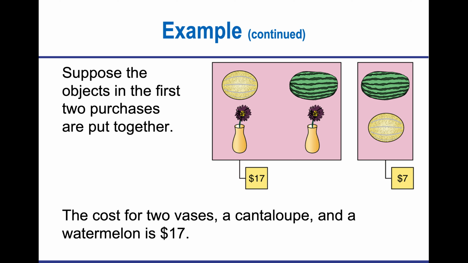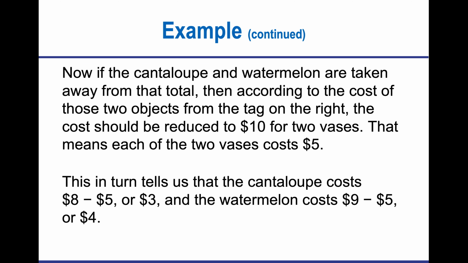If I look at them together, I know that the cost for the 2 vases and the cantaloupe and the watermelon is $17. So if I'm looking at this, I'm going to basically rule out the information that I'm given until I start looking at the cantaloupe cost somewhere between $5 and $8, or 8 minus 5, and that gives us 3. So if I'm looking at that range, I've got a $3 rough idea. The watermelon is going to be the 9 minus the 5, which is around $4.